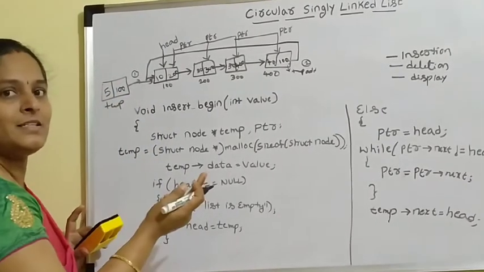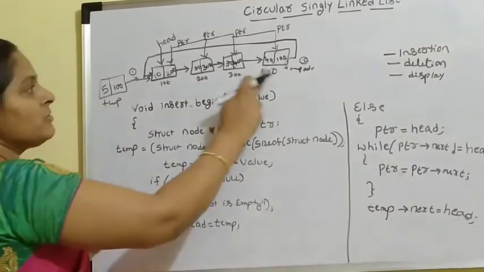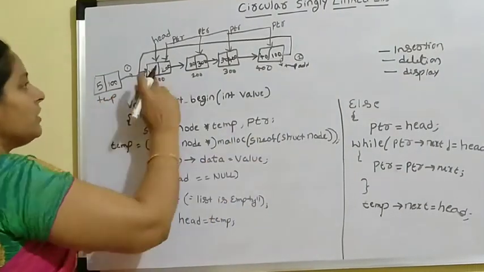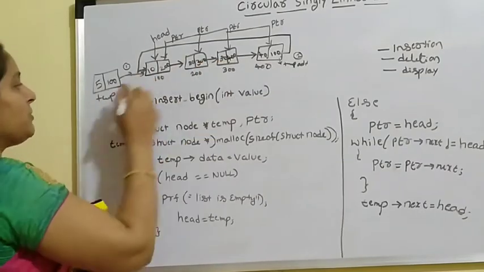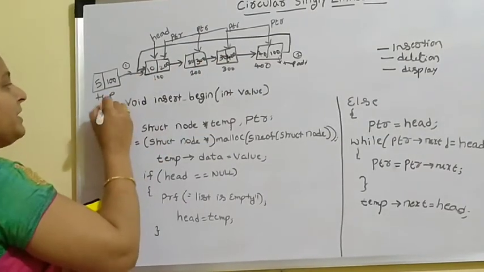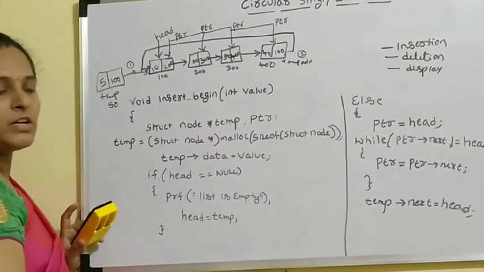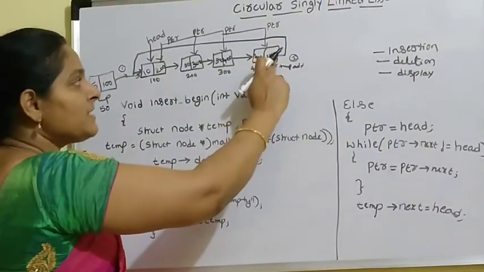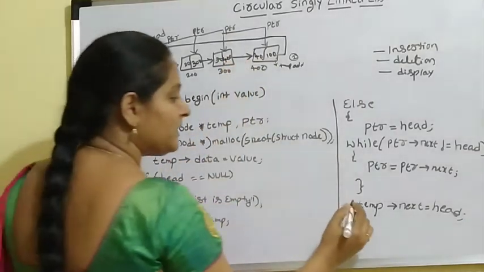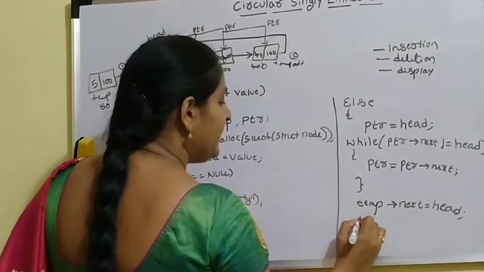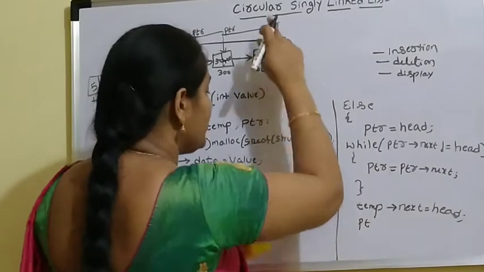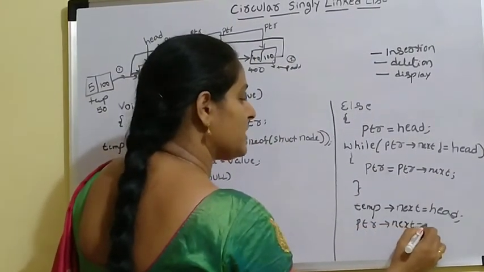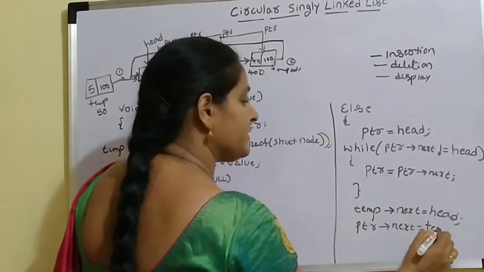Now the second link is, this address we need to save in the last position. So how to save this address in the last position? Just assume that the temp address is 50. This 50 I need to store in the PTR next field by replacing 100. For that, since the last node is pointed to by PTR, in PTR next I need to save the temp address.